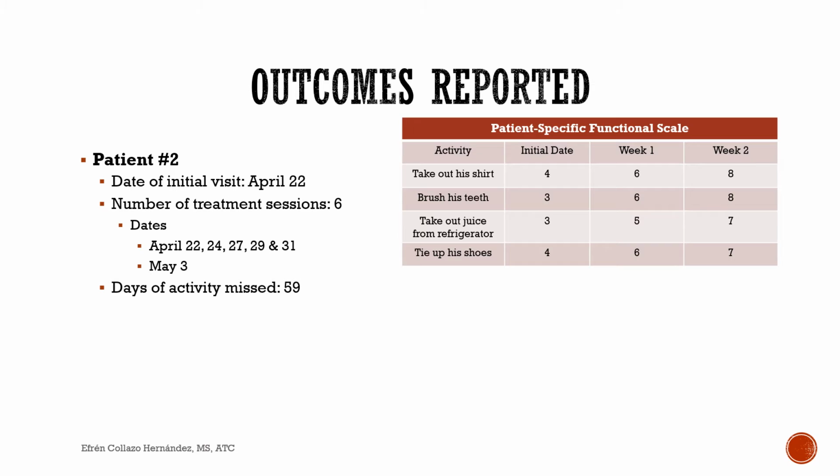For the patient-specific functional scale of these athletes, he stated some really interesting activities that he was not able to do 100%. The first one is take off his shirt. At the initial date, it was a 4, and then at week 1, he reported it was a 6, and then at week 2, he reported it was an 8.